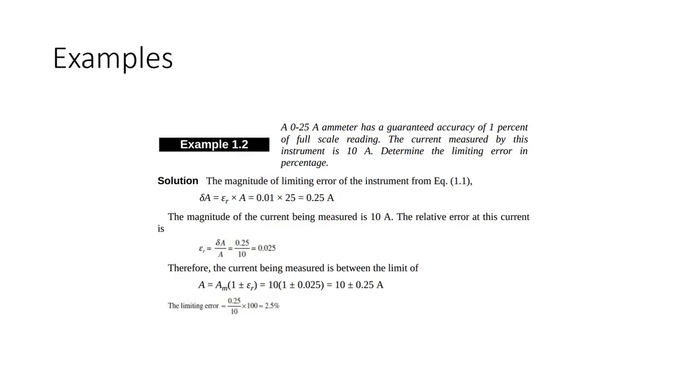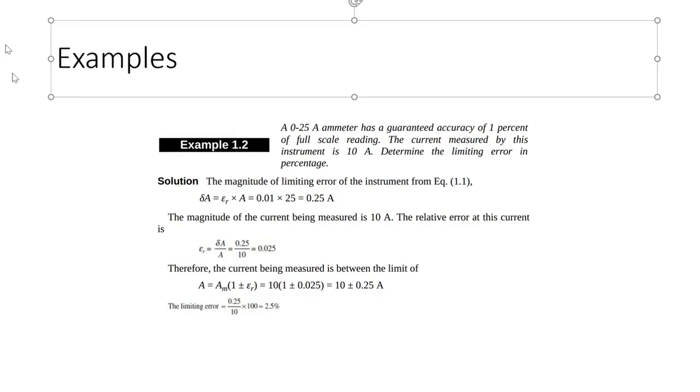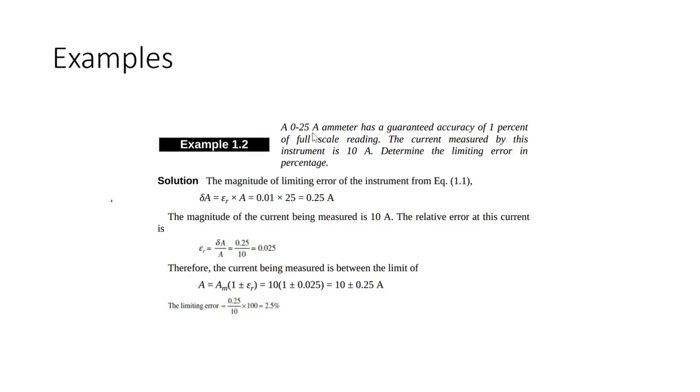Now let's solve some problems with the information that we got. Let's say we are having this 0 up to 25 ampere ammeter, guaranteed accuracy of 1% on full scale deflection, that it will give us a 1% error in its full scale. The current measured by this is 10 ampere. So for 25 ampere it gives us 1% error. So if we calculate 10 ampere on it, what will be the percentage of error?